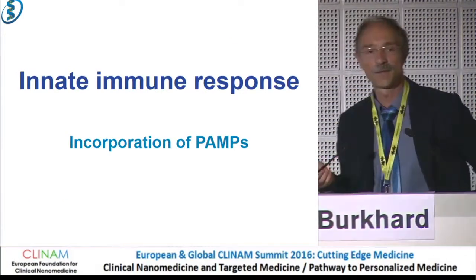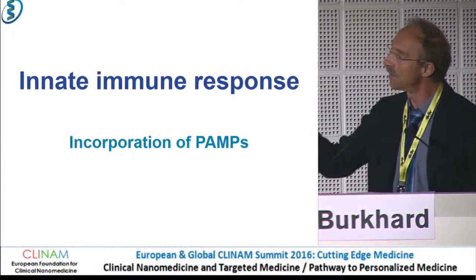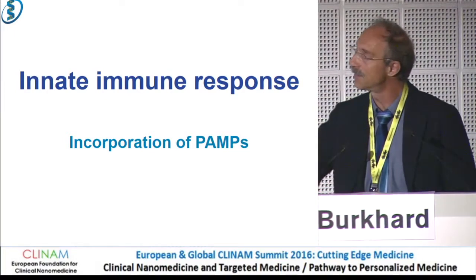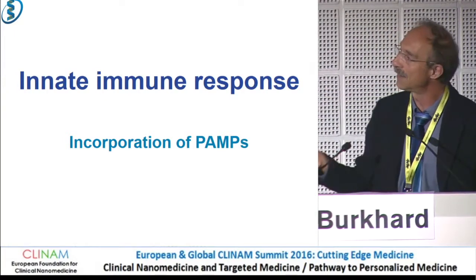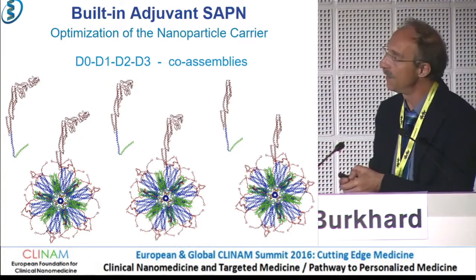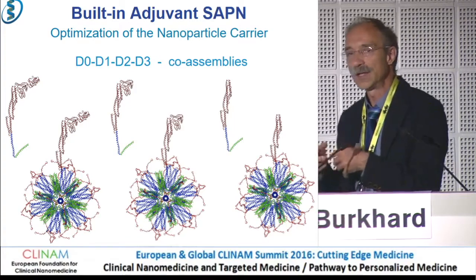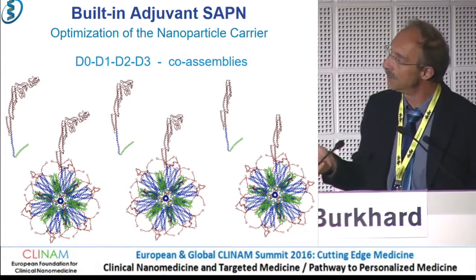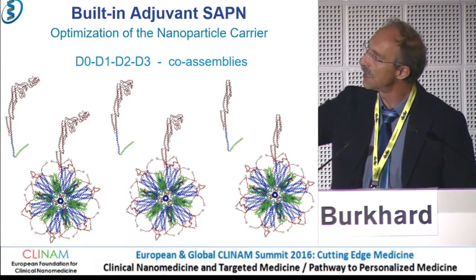The third one of the immune responses that we want to address is the innate immune response. How can you do that? There are some molecules called PAMPs. One of them is flagellin. Flagellin stimulates the innate immune response. This is the flagellin molecule.